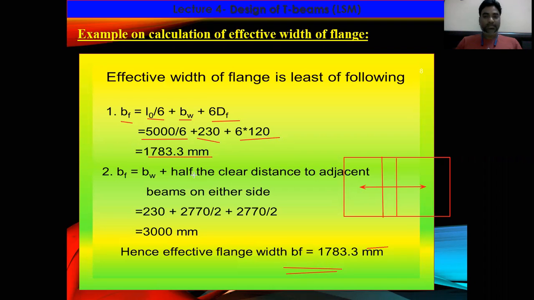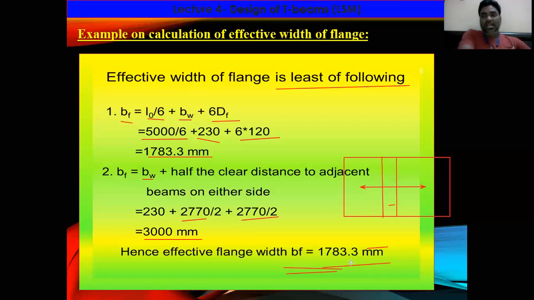1783.3 mm. And similarly, BF is equal to BW plus half of this clear distance plus half of this clear distance, that is 230 plus 277 by 2 plus 277 by 2, you will get 3000. So out of these, as per codal provision, we need to take the least of these, right? So the least of these two is 1780.